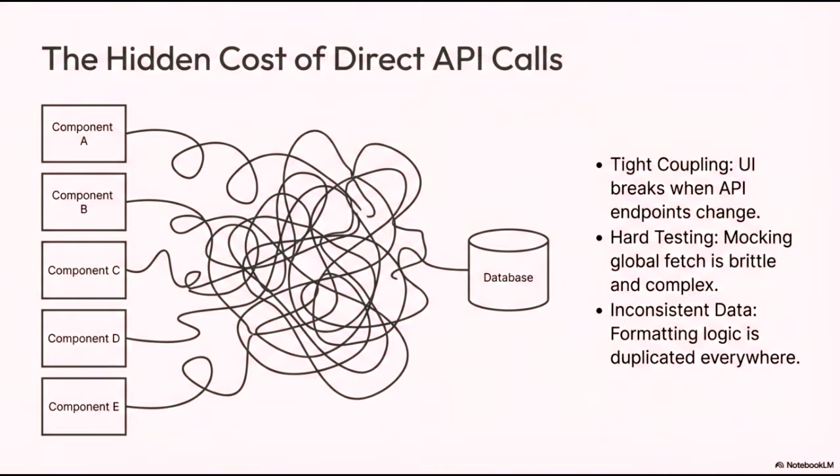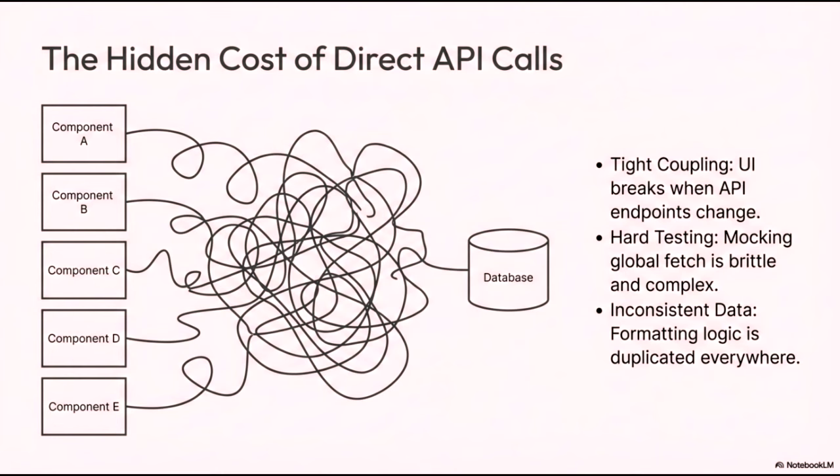Direct API calls from UI components often seem like the path of least resistance, but they carry significant hidden costs. As illustrated by the tangled connections between components A through E and the database, bypassing an abstraction layer creates a spaghetti architecture that is inherently fragile. This approach leads to three critical issues. First, it results in tight coupling.